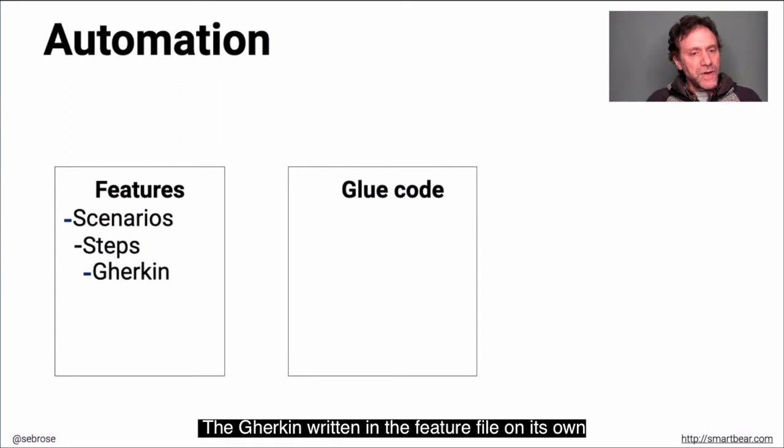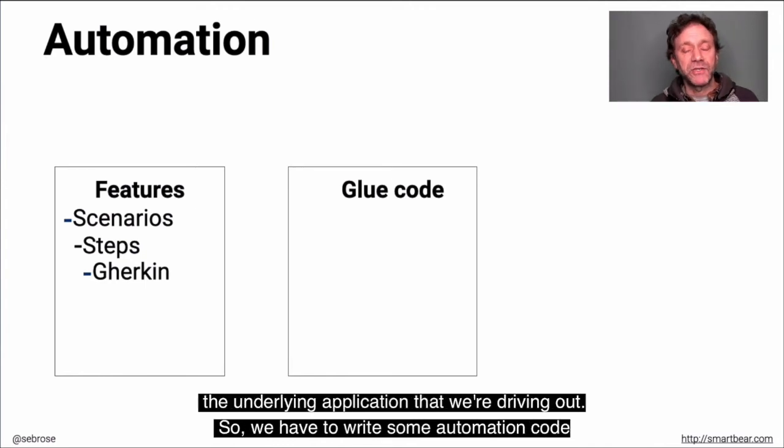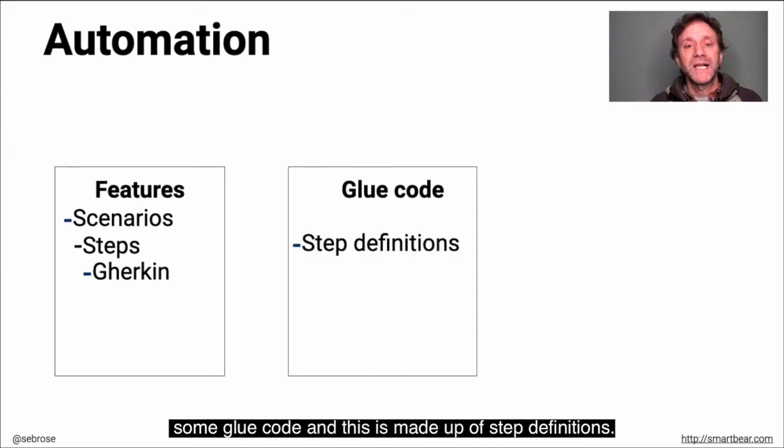The Gherkin written in the feature file on its own is not automated yet. We need to somehow glue those business readable steps to the underlying application that we're driving out. And so we have to write some automation code, some glue code, and this is made up of step definitions.